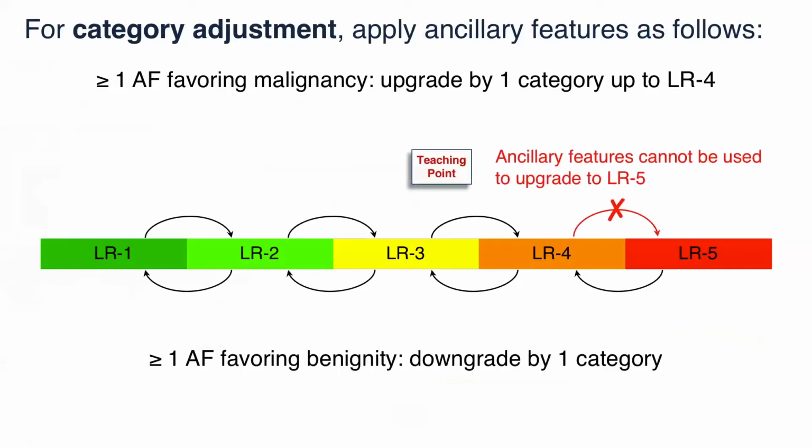So one teaching point to be made is that ancillary features cannot be used to upgrade to LI-RADS 5. And there's a few reasons why we do that. But one is that other societies such as AASLD do not recognize ancillary features. And another reason is we don't yet have enough knowledge in the year 2018 to know how to apply ancillary features to raise the category from a 4 to a 5. So we do not yet allow upgrading from a 4 to a 5. Now, that's if you have ancillary features favoring malignancy. Sometimes we have ancillary features favoring benignity, and these can be used to downgrade by 1 category, but only by 1 category, not by 2.